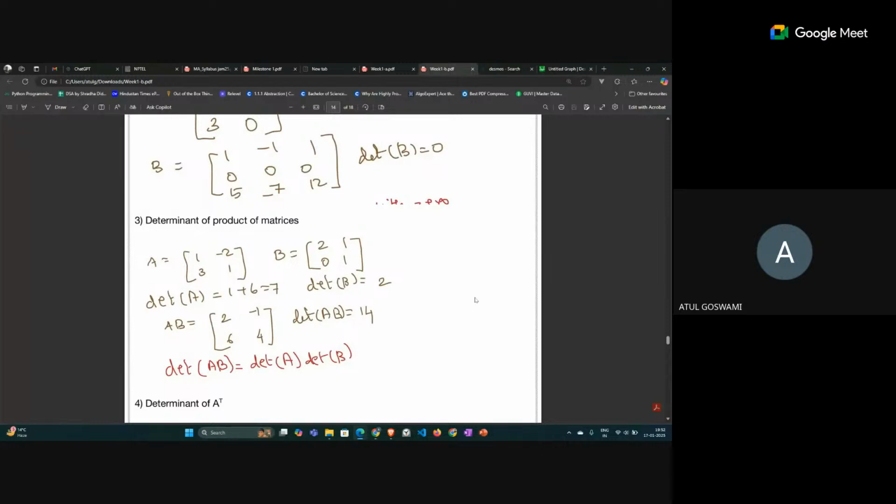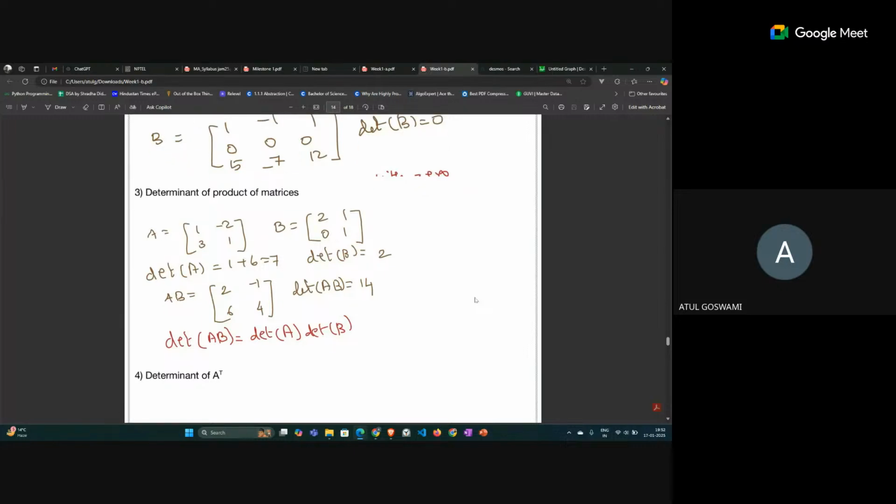Third property, determinant of a product of matrices. Here it is actually clear from the example. This is the A matrix, this is B, and we find the determinant of A, determinant of B, and find this AB matrix and the determinant of AB combined. This is 14. So clearly, this is the product of these two. So determinant has this property: determinant of AB equals determinant of A times determinant of B. It can be actually split.